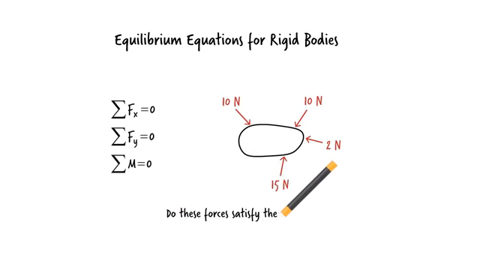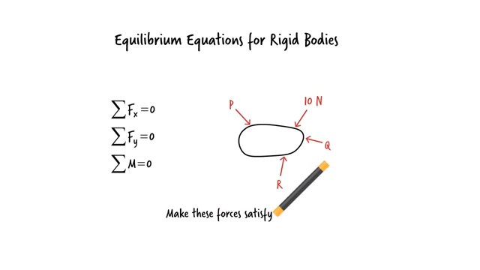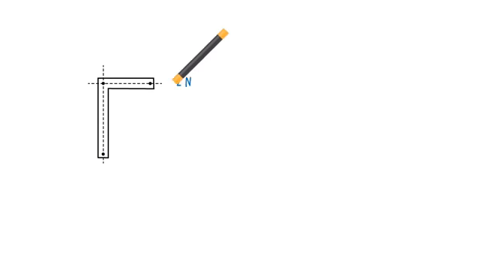Or we can use them to determine the magnitude or direction of one or more unknown forces needed to maintain equilibrium. Let's examine each case using an example. Consider this L-shaped bracket. It is subjected to 4 forces.